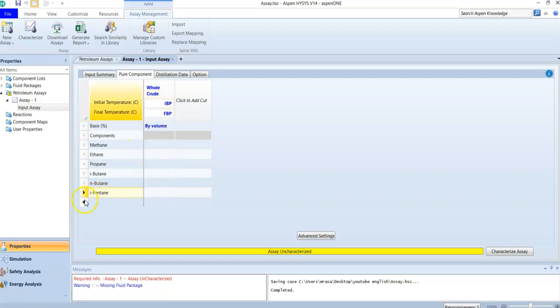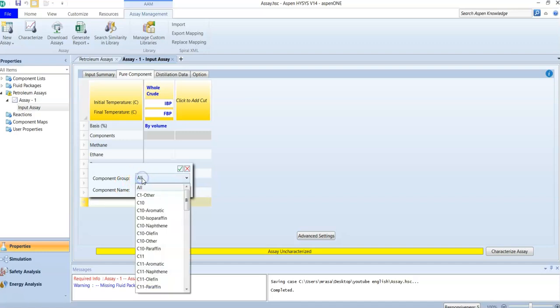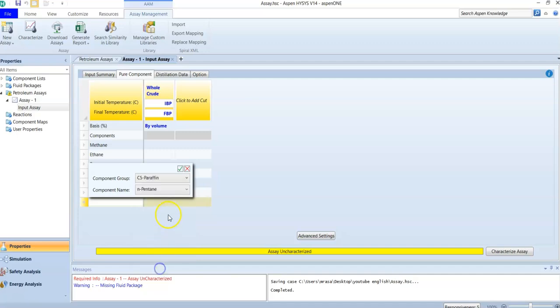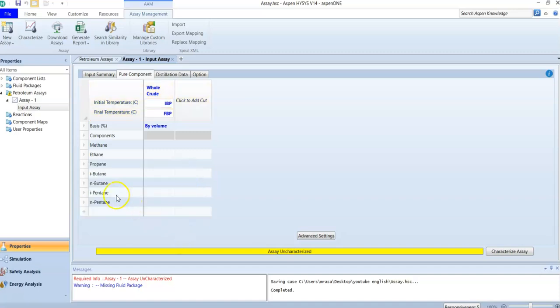So here this is isopentane, so I'm going to add another component which is related to C5 again, but this time instead of iso it will be normal. So at the bottom over here we are looking for C5 paraffin, and it is a normal pentane. Okay, so I'm going to press OK. So we have an iso, and after that a normal.